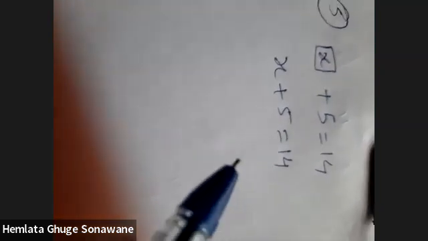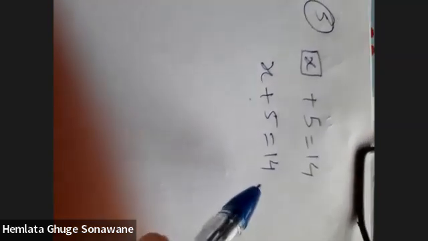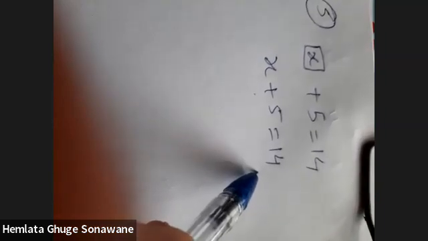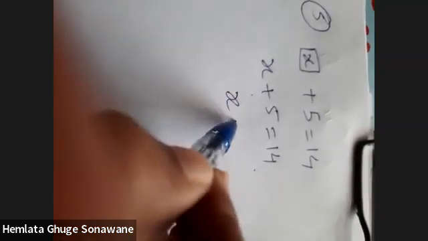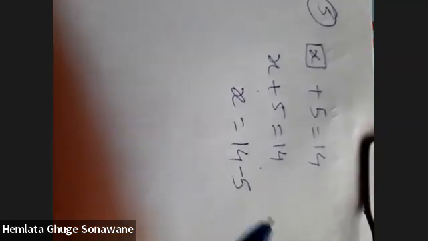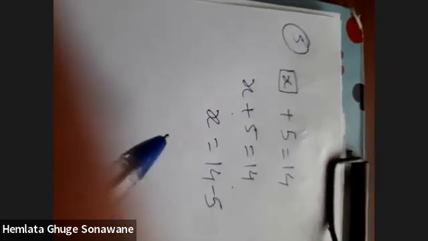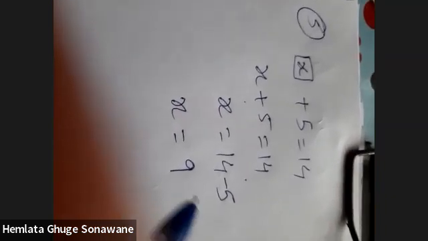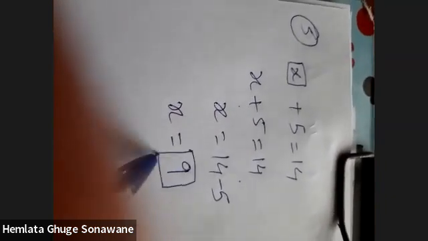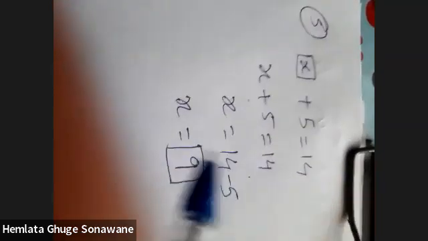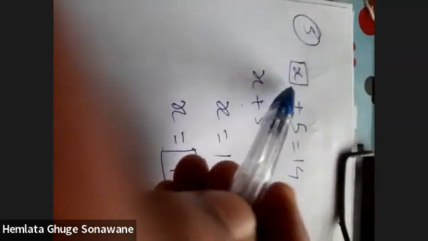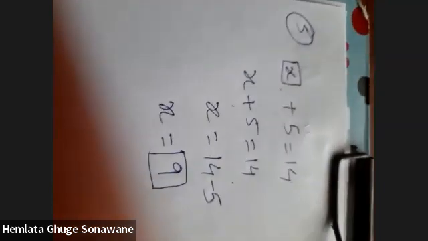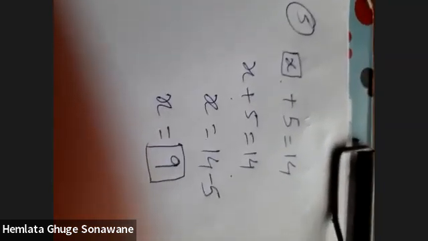14. Now this plus 5 becomes minus 5 here towards the right hand side. So we'll write x is equal to 14 minus 5. And 14 minus 5 is 9. So x is equal to 9. Two boxes are given in your textbook. In the first box you can write x, and in the second box you can write 9.